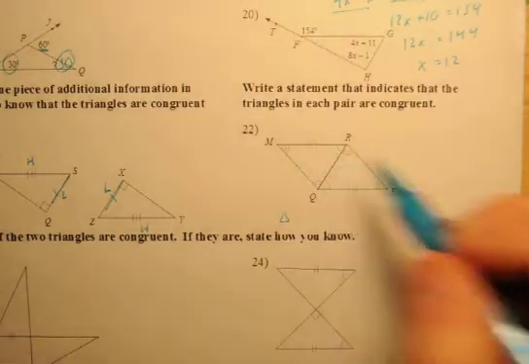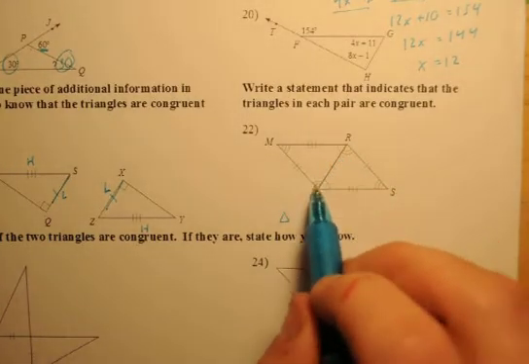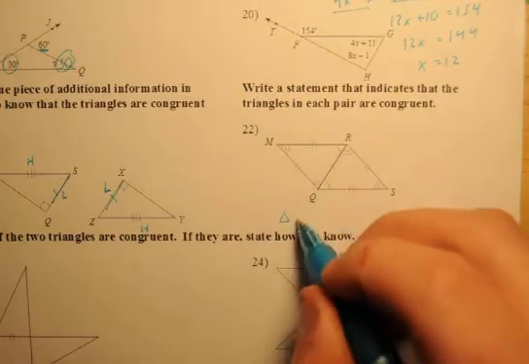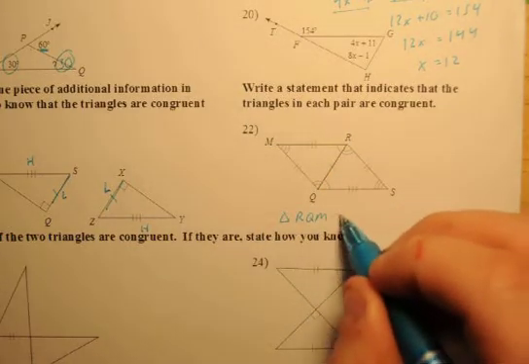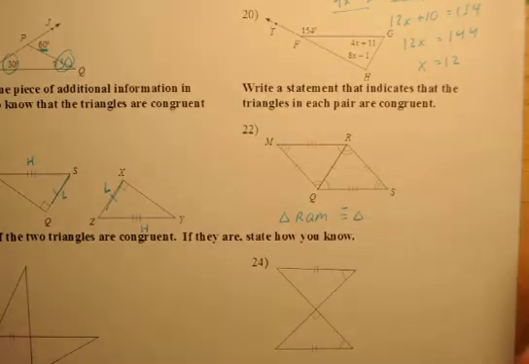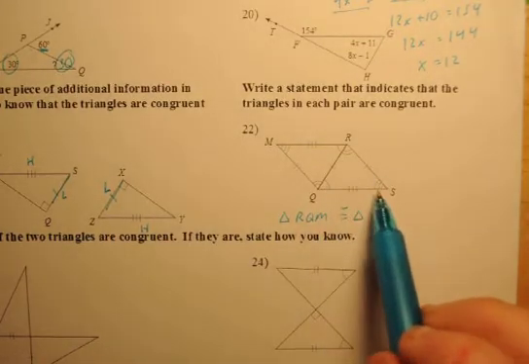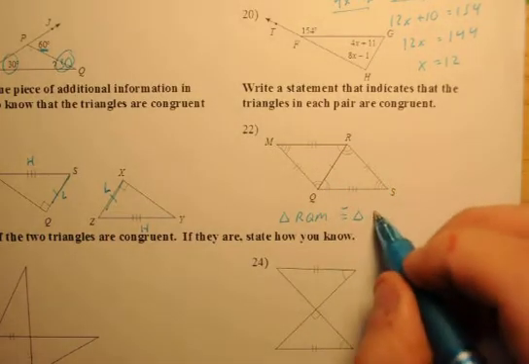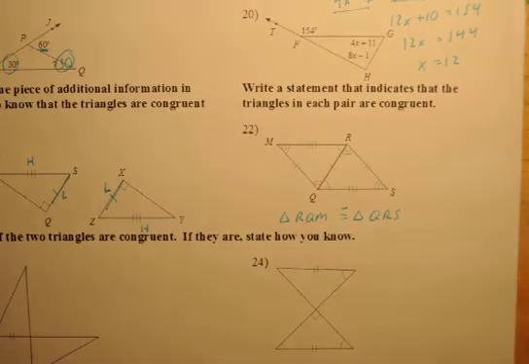So the first triangle you write really doesn't matter. I'm going to go 1 mark, 2 mark, 3 mark, so that's RQM. But the second triangle has to follow the same 1 mark, 2 mark, 3 mark, so that'd be QRS. Like that.